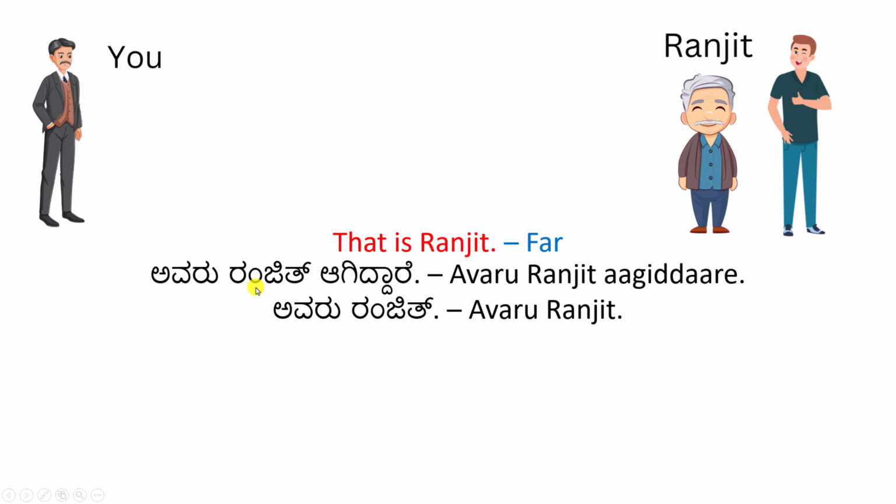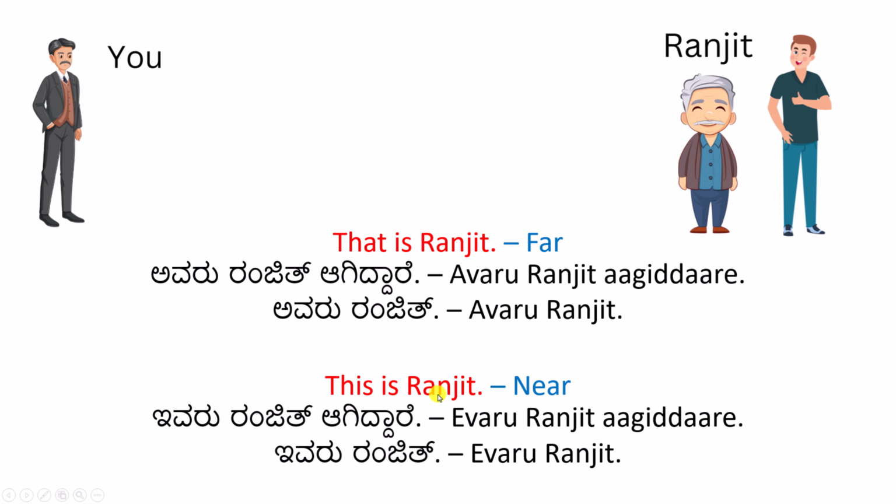Avaru Ranjit ಆಗಿದ್ದಾರೆ. Avaru here refers to that. This sentence would be Avaru Ranjit. Okay.